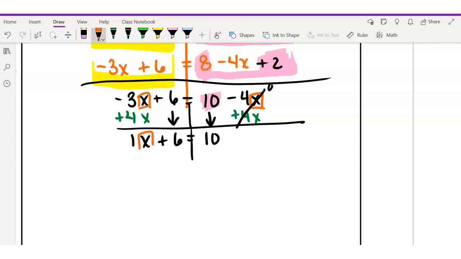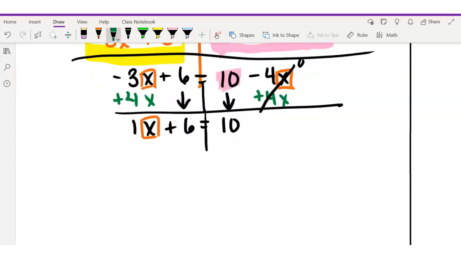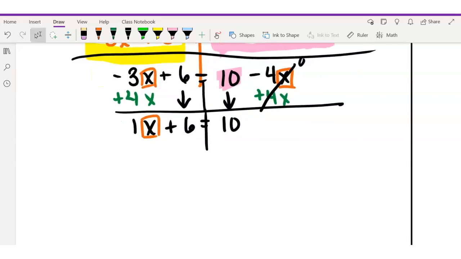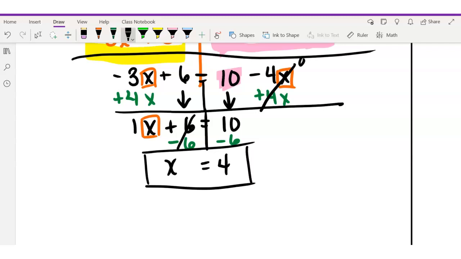Now that we have the x's on one side, now we need to move that constant to the other side. And a common mistake is that you guys want to move that 10 to the left side, but the x's are on the left side. So it's best to move the 6 to the right side. We bring down that x, and 10 minus 6 is equal to 4. And that's it. We've got x is equal to 4.